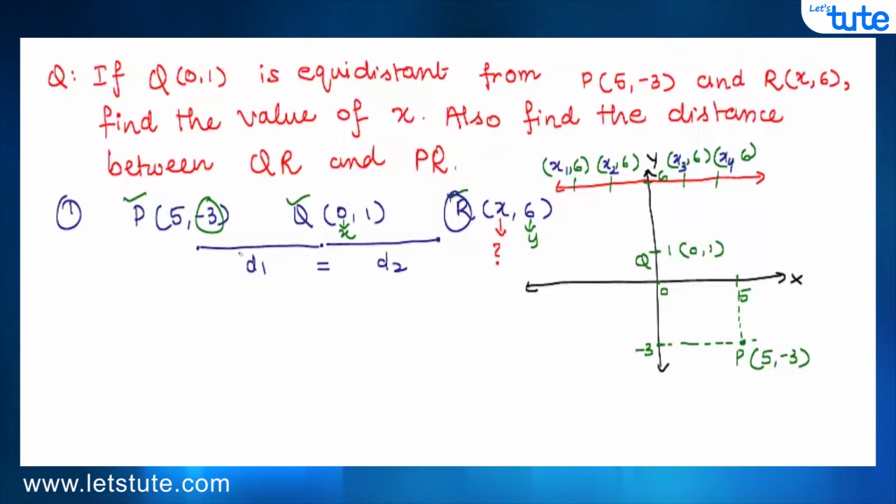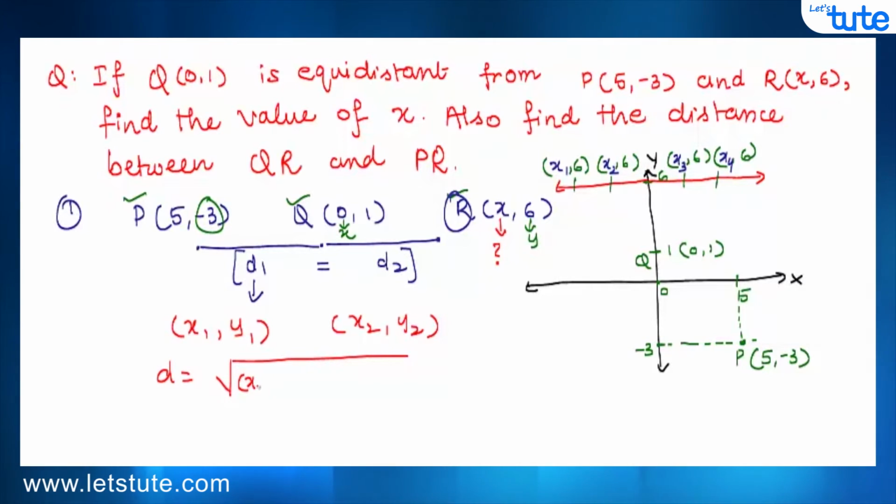We are given the condition that the distance between P and Q is equal to the distance between Q and R. Then let us start with the distance D1. We have to use the distance formula. As we know, the distance formula is given to find the distance between 2 points. Suppose the 2 points are (x1, y1) and (x2, y2). The distance formula is given in this way: D equals the square root of (x1 minus x2) the whole square plus (y1 minus y2) the whole square.